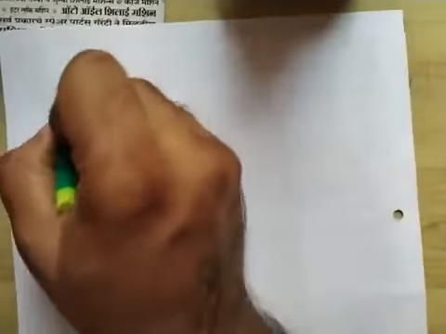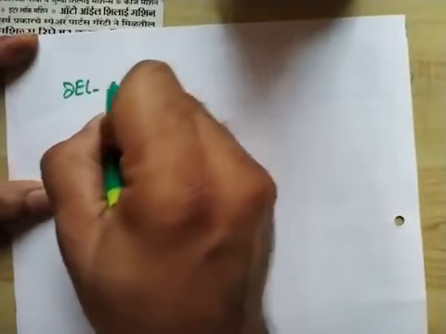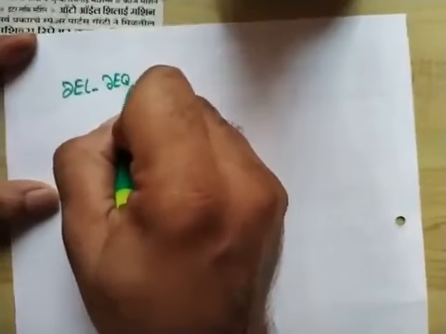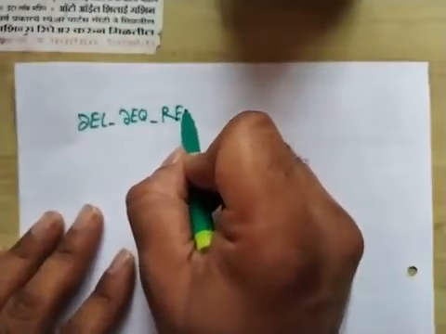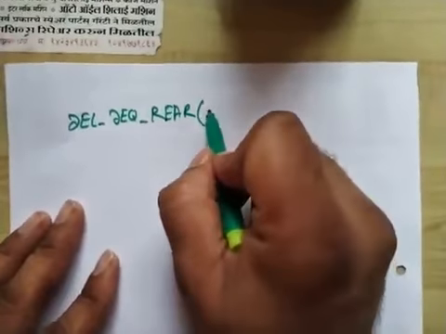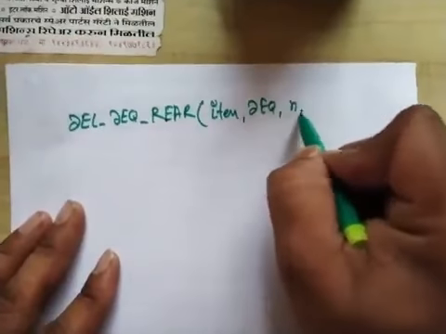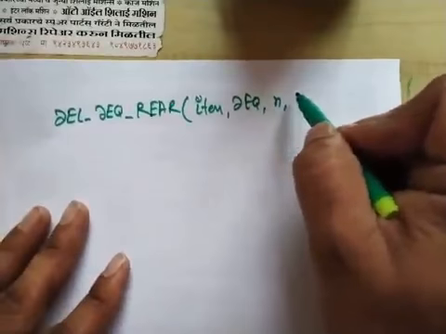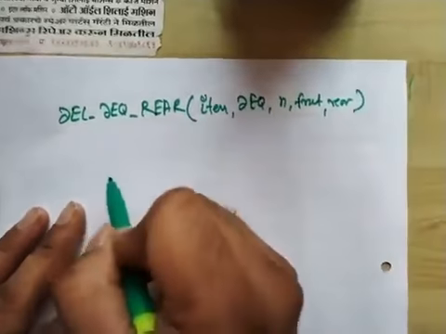Now let's see deleting through the rear end. Delete dq through rear end only. This will take as input an atom, the dq, which is the array, its size, and both the front and rear positions.